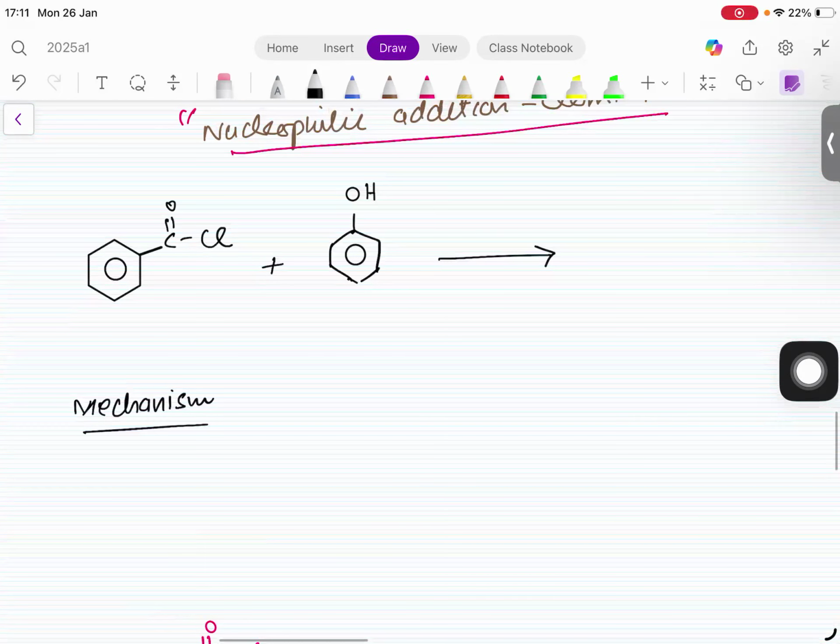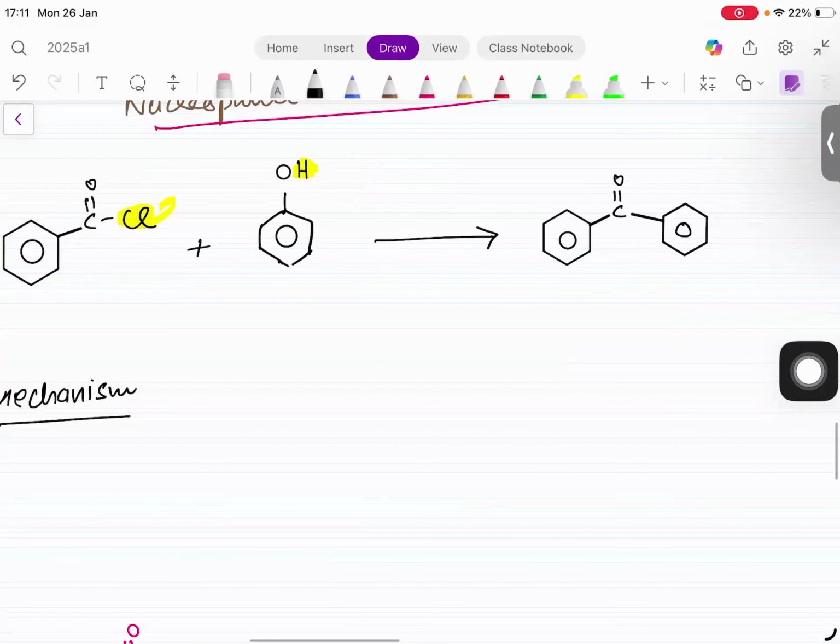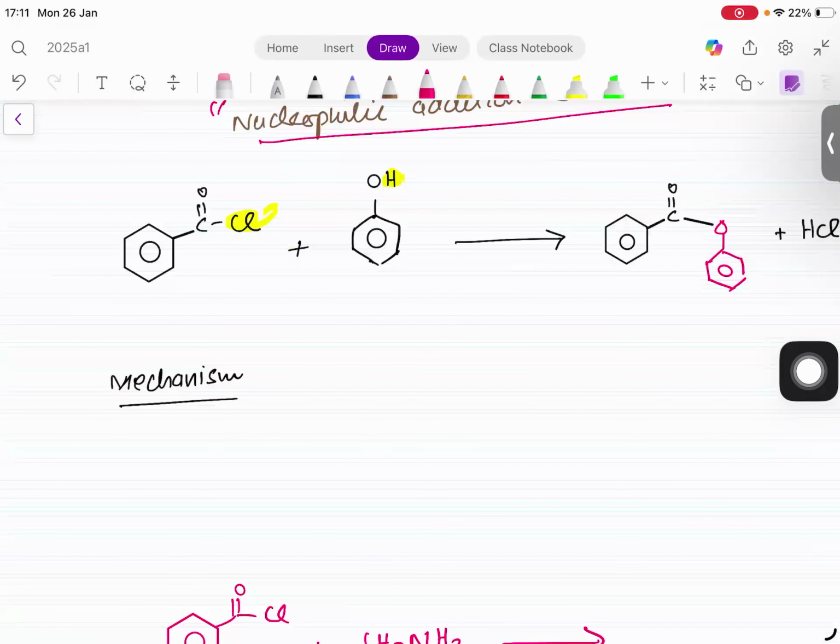I'm going to do the phenol one. What happens? The O joins with the C. So it's HCl plus CO, and then it's going to be an ester, like this. Okay, now the mechanism.